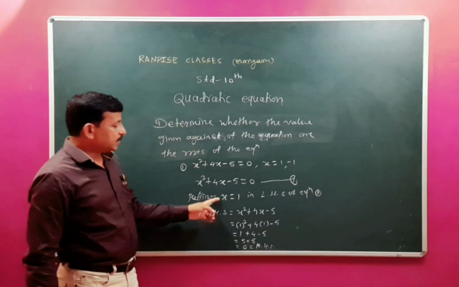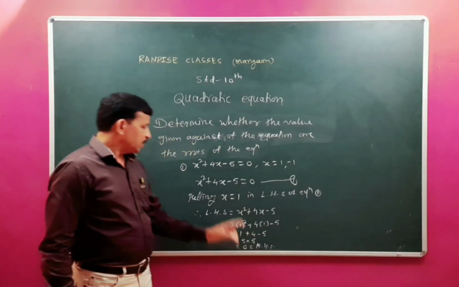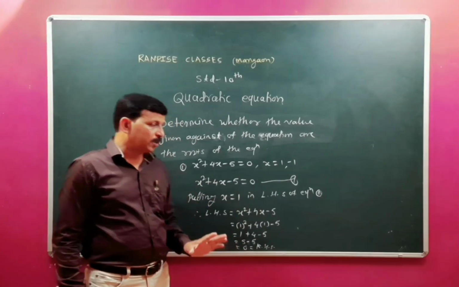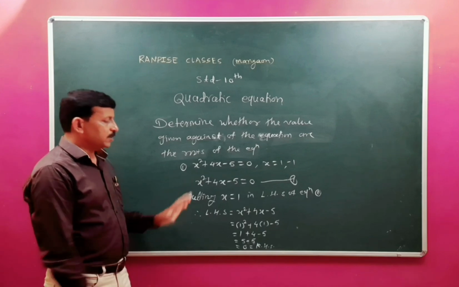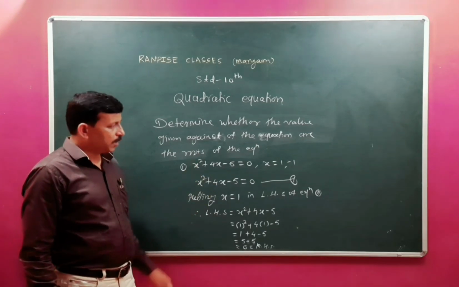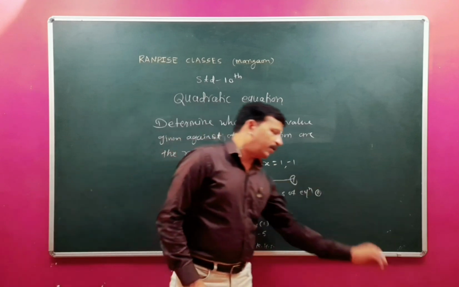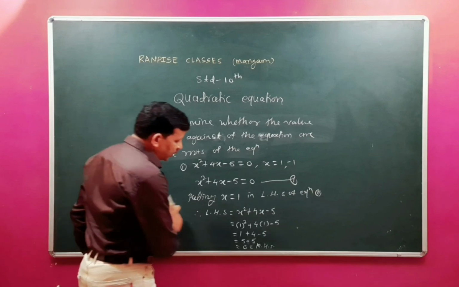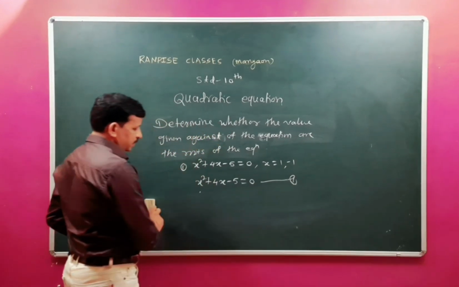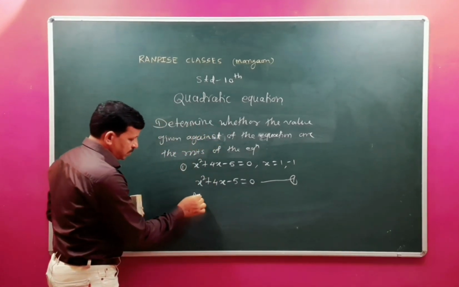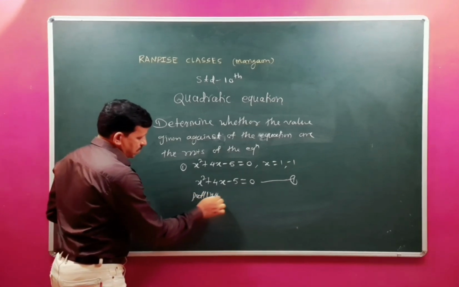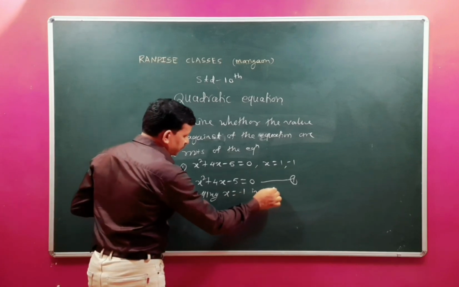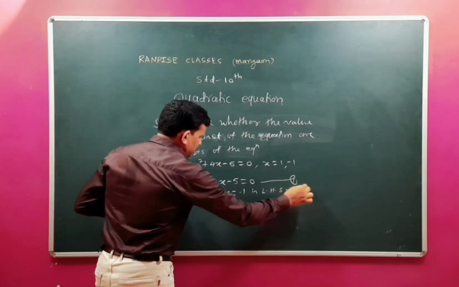Means x = 1 satisfies both sides, means LHS equals RHS. Therefore, x = 1 is a root of the given equation. Now determine for the second value x = −1. Same, putting x = −1 in LHS of equation 1.